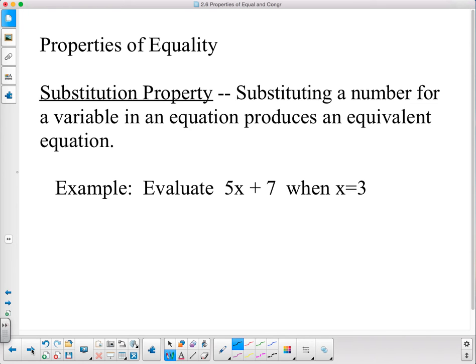The problem might have said evaluate 5x plus 7 when x equals 3. So what you did was substitute it in. So you put the 3 in for the x. 5 times 3 plus 7. That's really all substitution is, just putting it in there. Now we would probably multiply and add 7 in order to finish it.